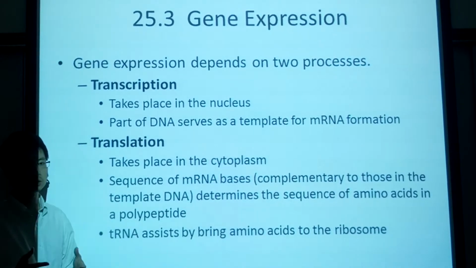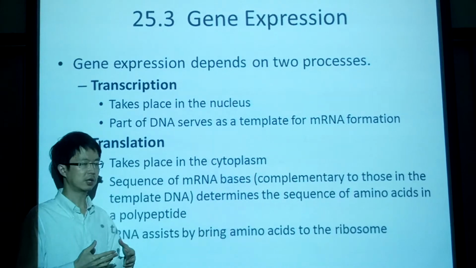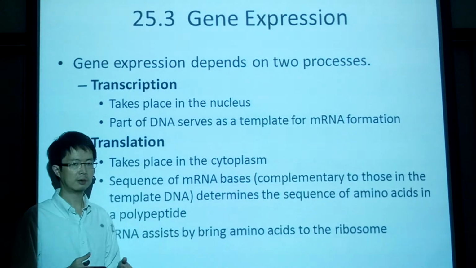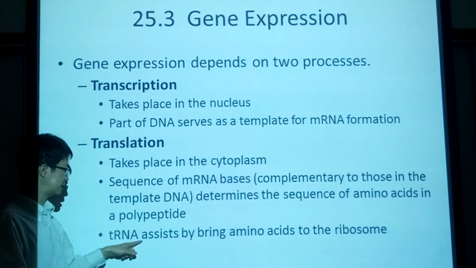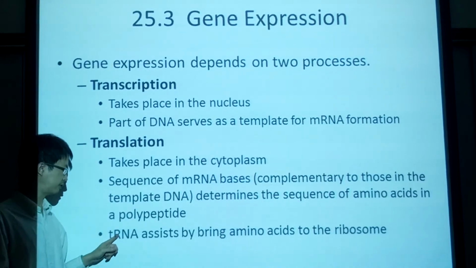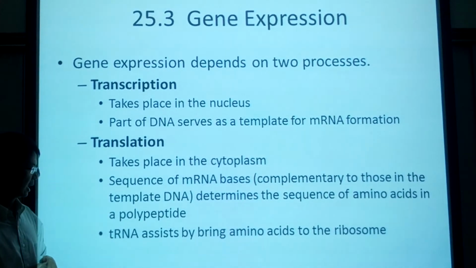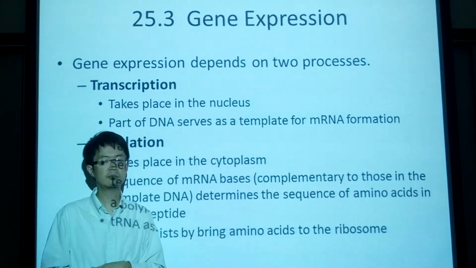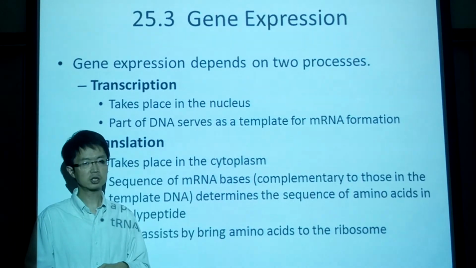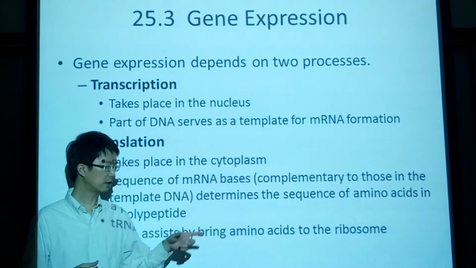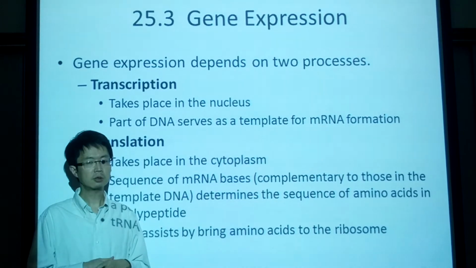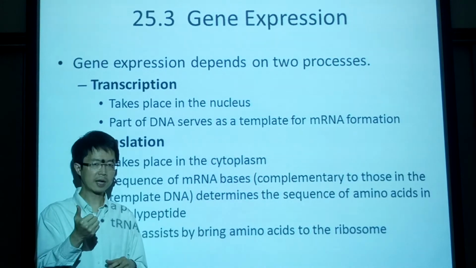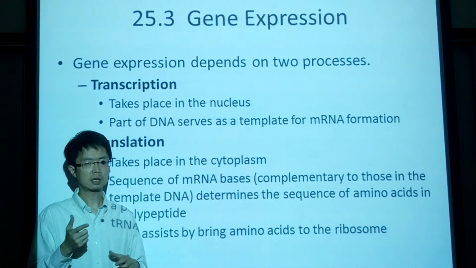And in the process of translating mRNA into polypeptide, we require several helpers. One is called tRNA. tRNA stands for transfer RNA. And we also need something called ribosome. At the beginning of the semester, we learned about cell structure and function. We learned about different organelles. One of them is the ribosome. Ribosome is made up of ribosomal RNA and also some protein combined together.